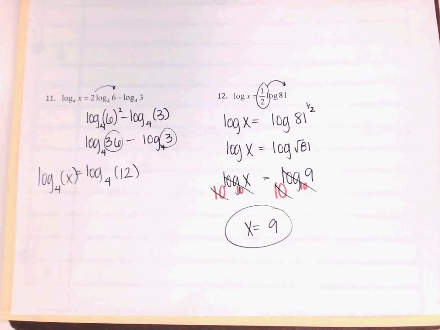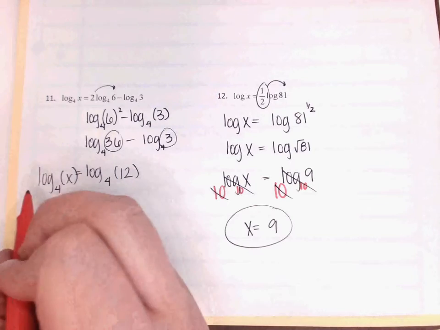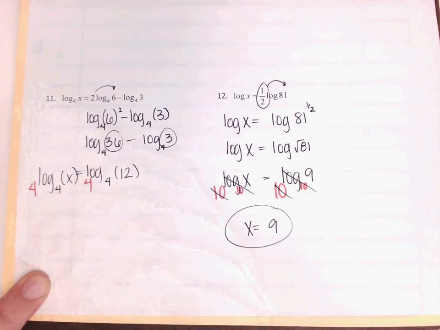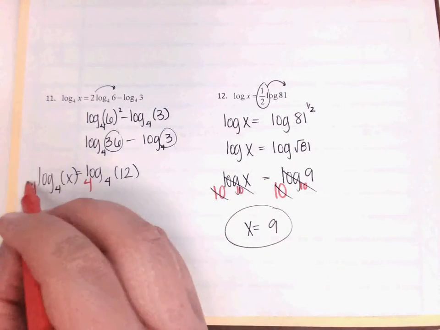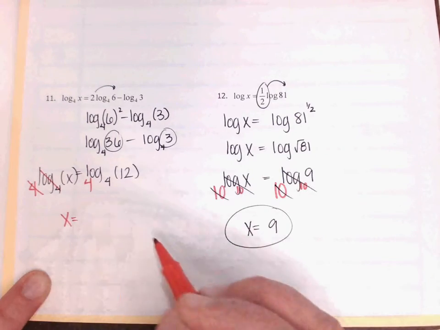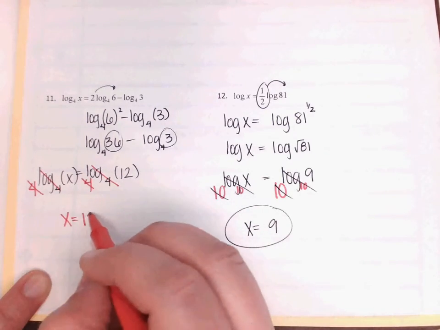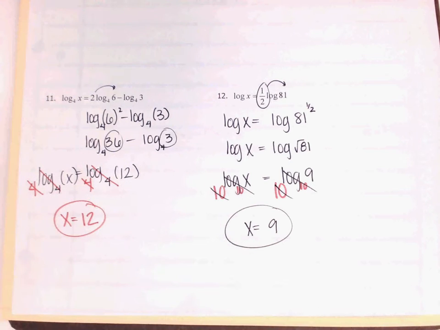And then from there, how do I get rid of a log base 4? You put a 4 on both sides. 4 log 4 cross out, x equals 12. Make sense? Yeah. Got it?